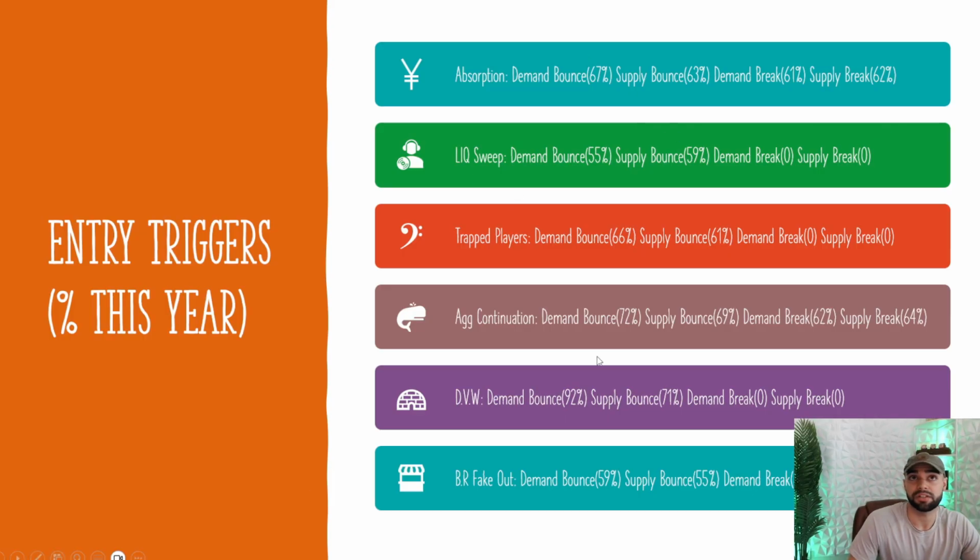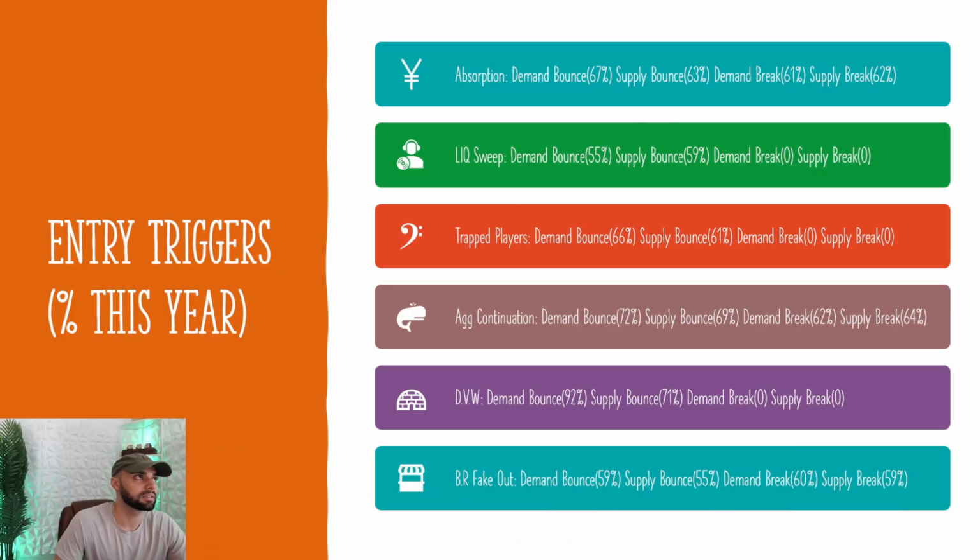These are the win rates for these, and these are percentages for this year, by the way, guys. So some of them will be crazy, like this one at 92%. That's just for recently, because this entry trigger has not shown up a lot, but when it has shown up, it's paid off significantly. That's why it's so high. The triggers are absorption, sweep, trap players, continuation, dead volume wick, and balance range breakout. We're going to talk about every single one of these.